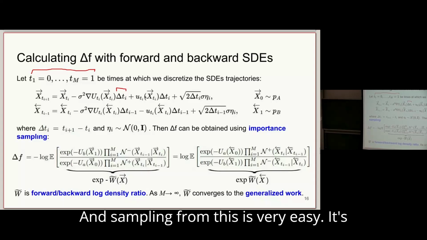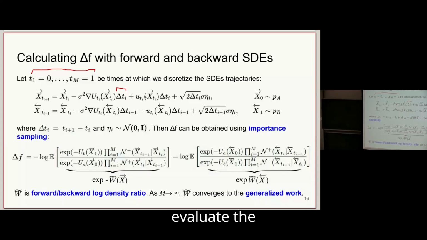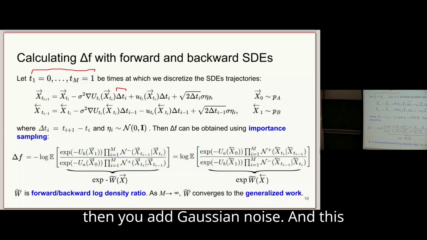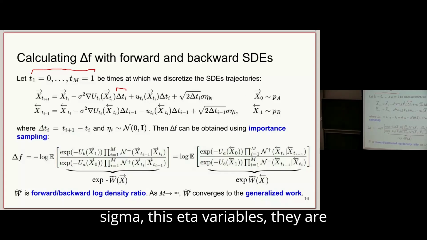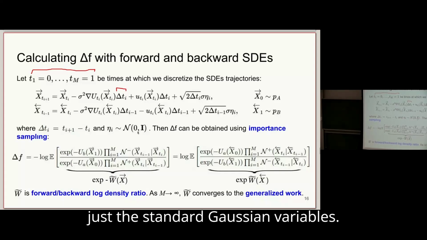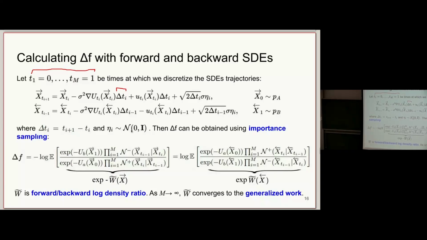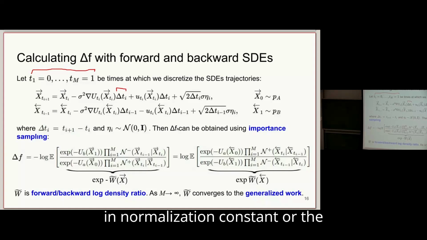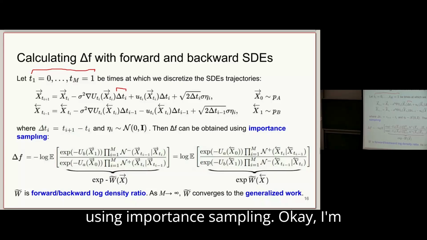And sampling from this is very easy. It's just sampling from Gaussians. You evaluate the drift term that is deterministic, and then you add Gaussian noise. And these eta variables, they are just the standard Gaussian variables. Okay. Now, if I can sample from these SDE models, I can estimate the difference in normalization constant, or the ratio between normalizing constants, using importance sampling.